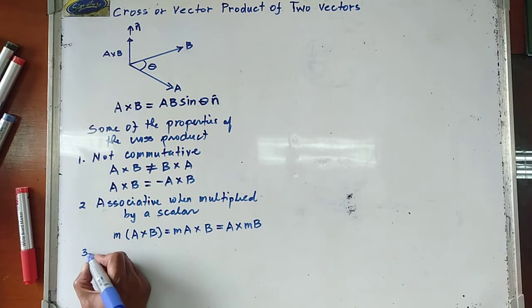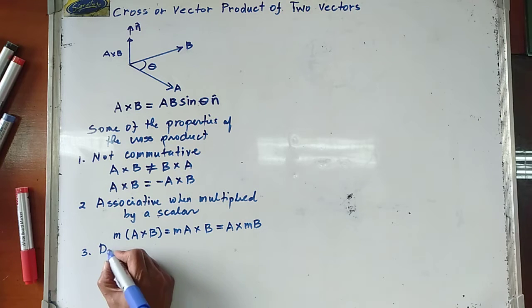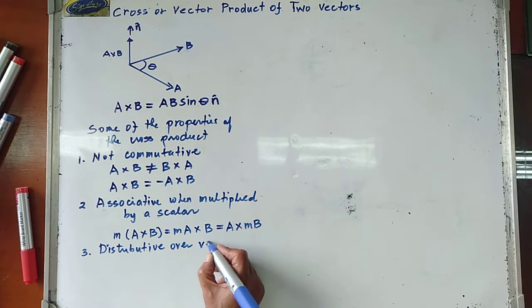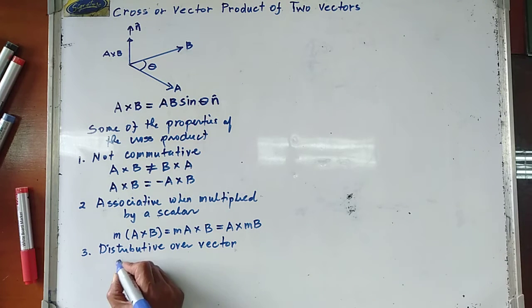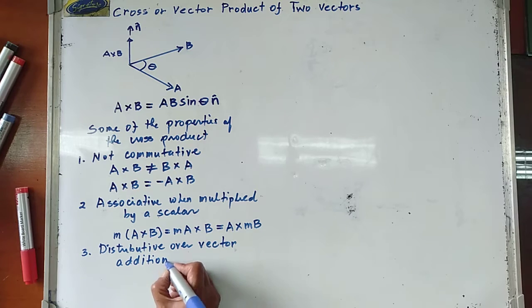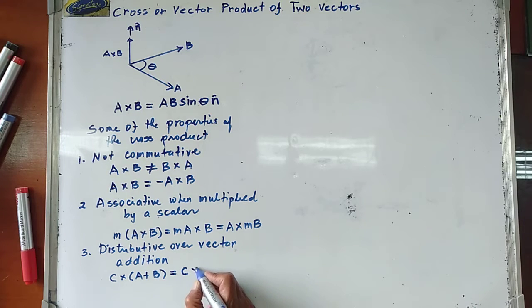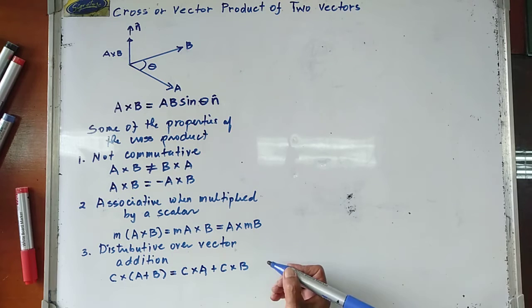Now another one is that it is distributive over vector addition. That is the third property, distributive over vector addition. So vector C cross, in parentheses, vector A plus vector B, is equal to vector C cross vector A plus vector C cross vector B. So that is the distributive property over vector addition.